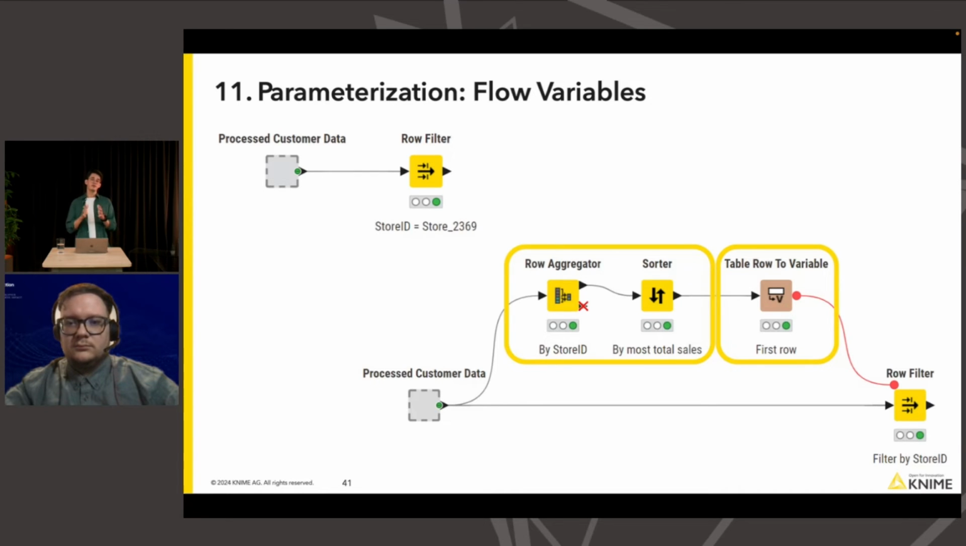Now, Marcell, this is a very simple use case, but it gives people a little bit of an idea of the power of flow variables within KNIME. And from your experience, how is this something that you've been using? And maybe you can tell us a little bit more on your take of flow variables.